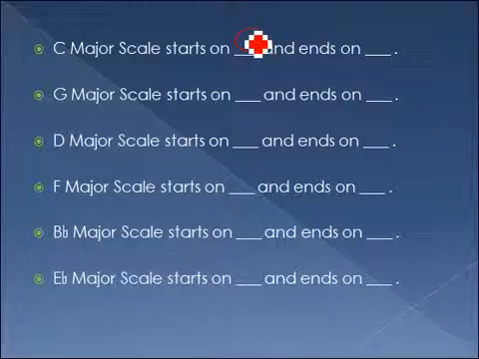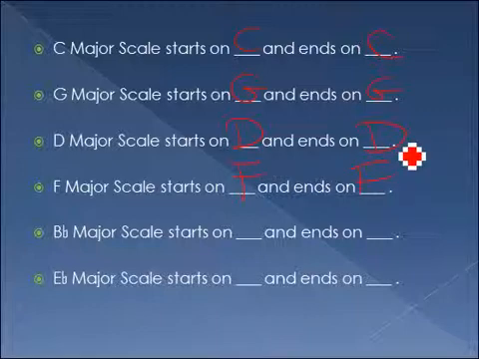And because we're starting on C and we said that the first note is always the one that gets duplicated, that also means we're going to therefore end on C. Okay, so that means a G major scale is going to start on G and end on G. And a D major scale is going to start on D and end on D. And an F major scale, F, and end on F.